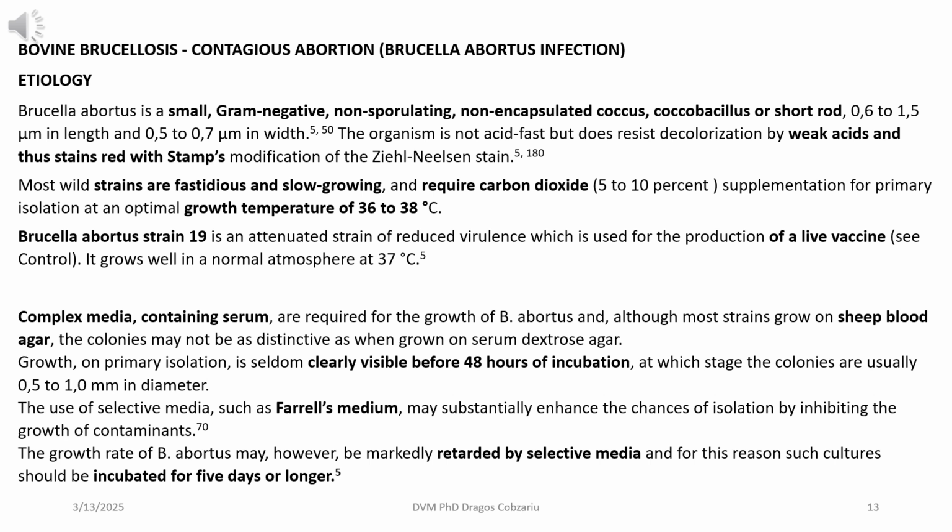Brucella abortus strain 19 is an attenuated strain of reduced virulence which is used for the production of a live vaccine. It grows well in a normal atmosphere at 37 degrees Celsius. Complex media, containing serum, are required for the growth of B. abortus and, although most strains grow on sheep blood agar, the colonies may not be as distinctive as when grown on serum dextrose agar. Growth, on primary isolation, is seldom clearly visible before 48 hours of incubation, at which stage the colonies are usually 0.5 to 1.0 mm in diameter.